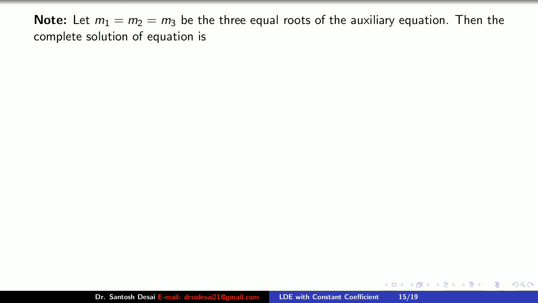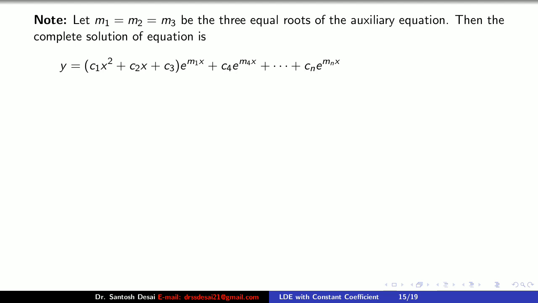Let m1 = m2 = m3 be the three equal roots of the auxiliary equation. Then the complete solution of equation 1 is, as we have seen previously, when two roots are repeated we need the term c1x + c2, and now we generalize this for three roots. Therefore the solution is y = (c1x² + c2x + c3) e^(m1x) + c4 e^(m4x) + and so on + cn e^(mnx).